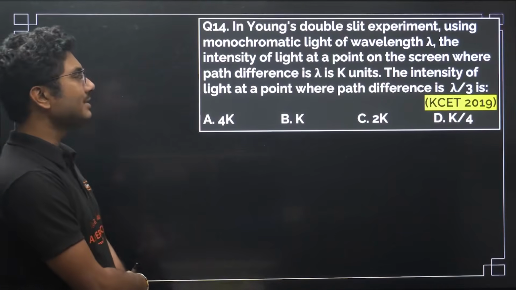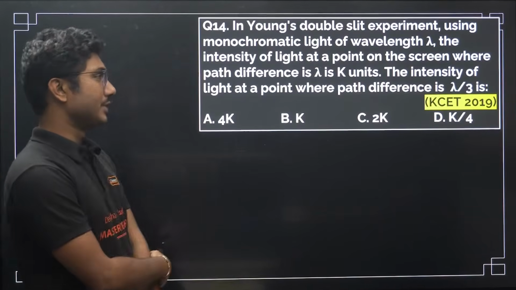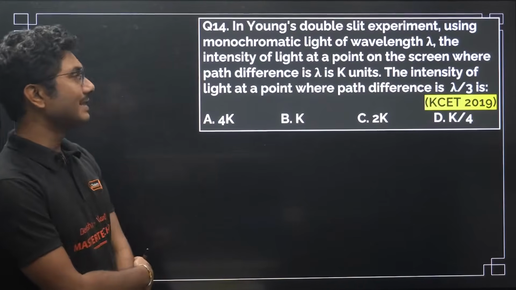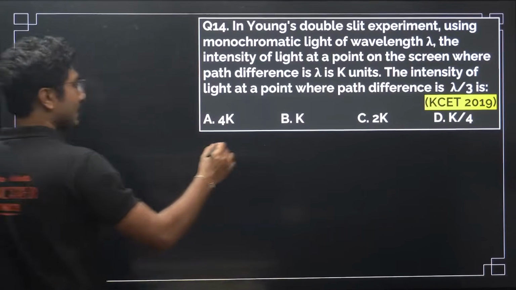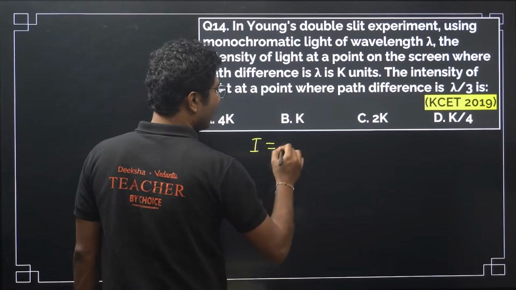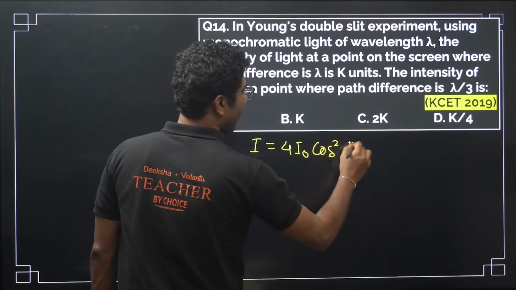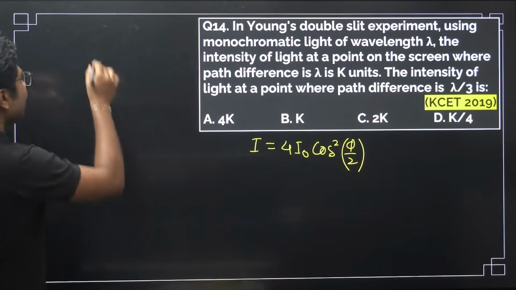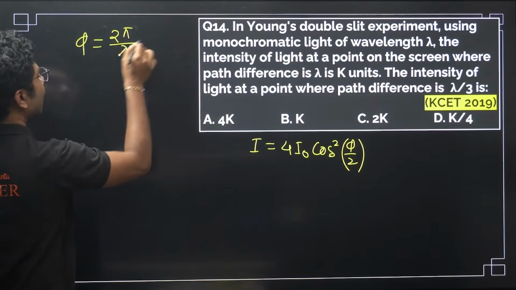a point on the screen where path difference is lambda is k units. The intensity of the light at a point where path difference is lambda by 3. Now here you have to remember the original formula, that is I equals 4I naught cos square phi by 2. Right, this was the original formula. Now what is phi? Phi is 2 pi by lambda into delta x.